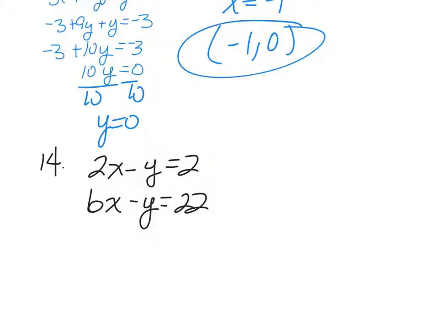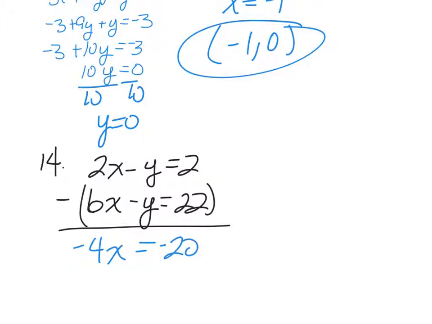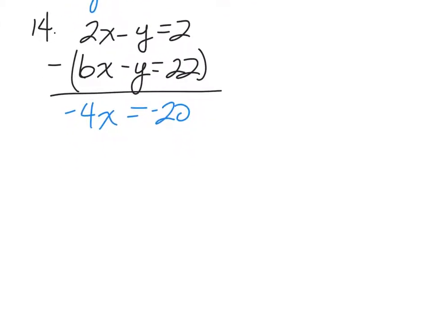Yeah, this is perfect for elimination, because if we just subtract, our y's drop out. They have the opposites, but instead of adding, I subtracted. 2 minus 6 is negative 4. Negative y minus negative y is the same as plus y, is 0. 2 minus 22 is negative 20.